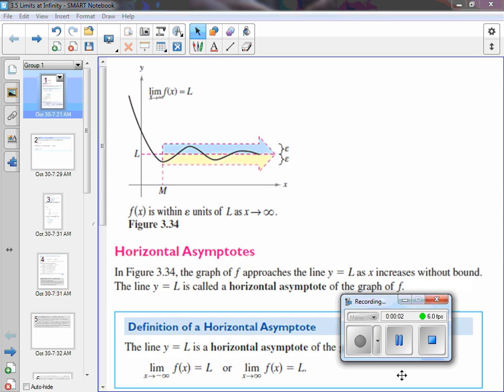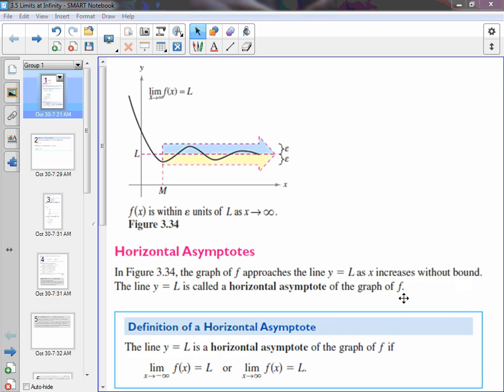All right, we're going to give it a try anyway. Page 198 is where we are. Limits at infinity. All right. We've talked about limits before.